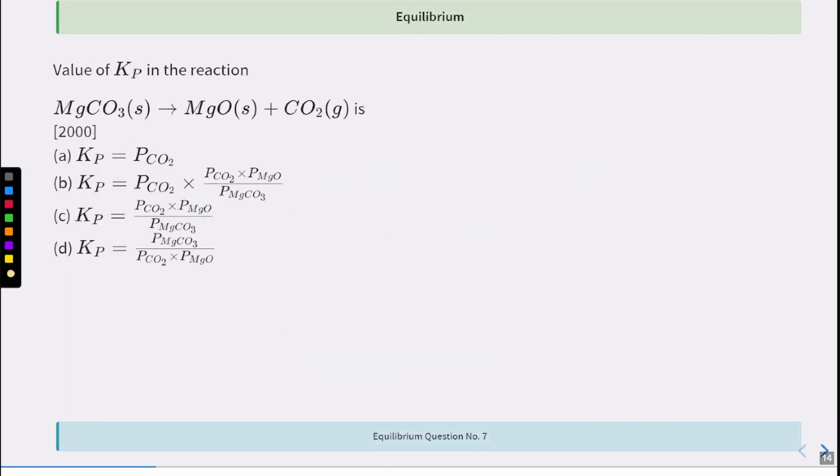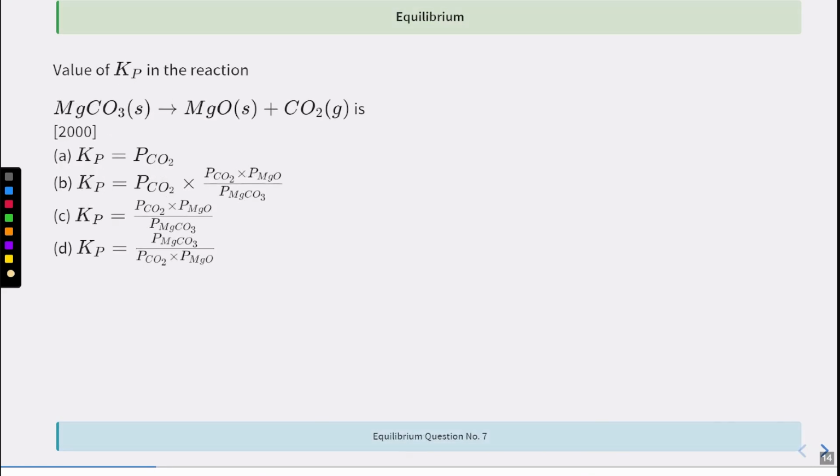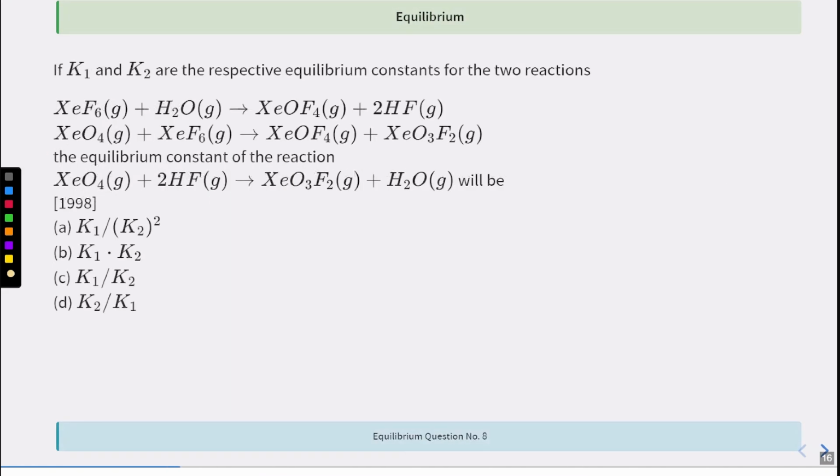Okay. Now, find the value of Kp in this given equation. You need to remember one thing over here. You're talking about Kp, so you will only consider gas, right? We don't consider the solid parts over here. So if we just keep that in mind, it directly just becomes option A. Option A becomes your correct answer. And that's what's given over here.